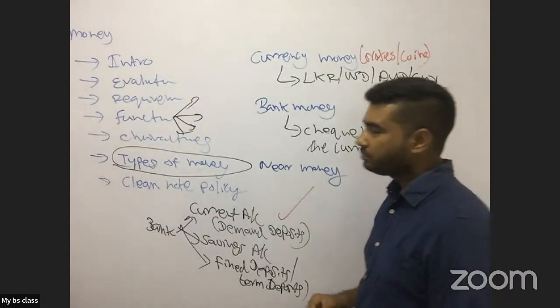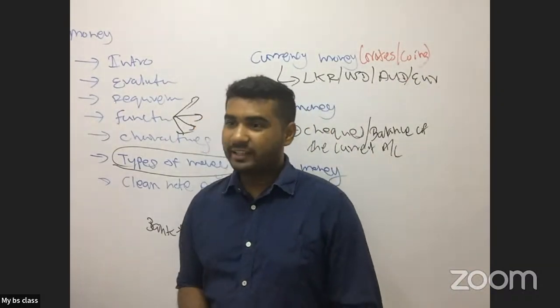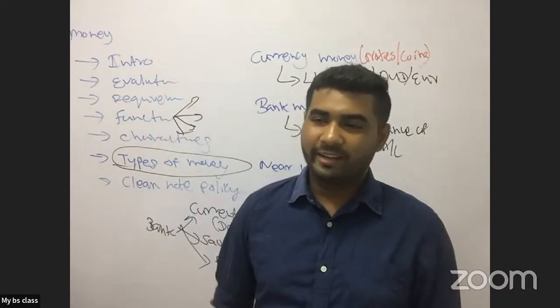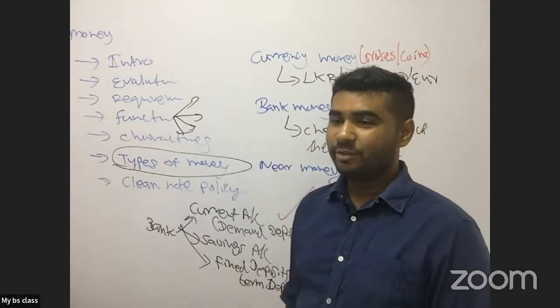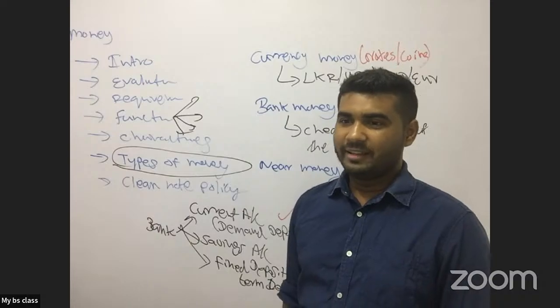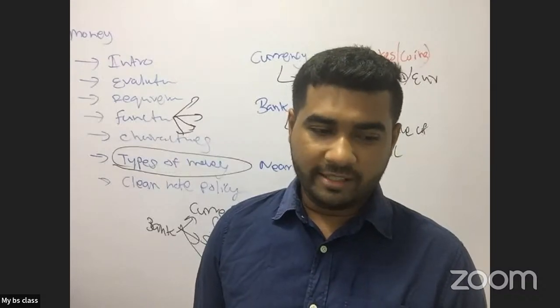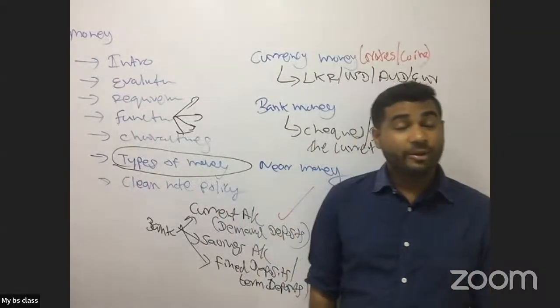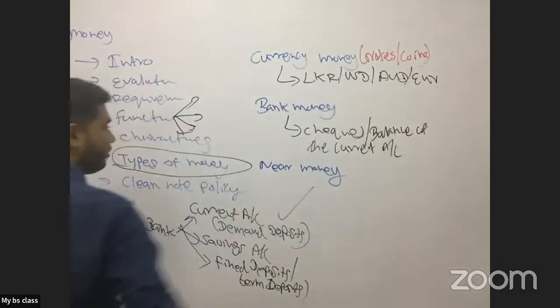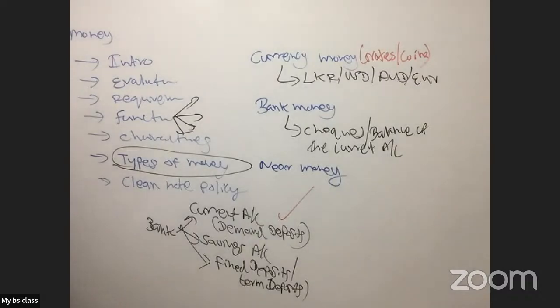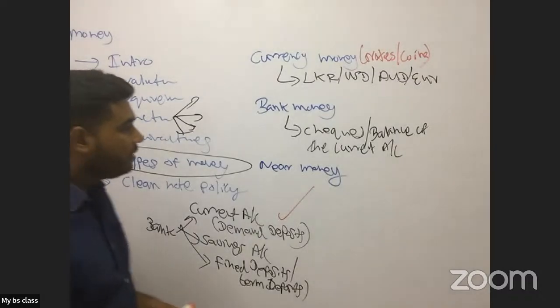So, the functions. Okay, so you can go ahead. Yes, four functions. Act as a store of value. Store of value, yes. As a medium of exchange. Medium of exchange. Standard of deferred payments. Okay. And a unit of account. Yes, very good, very good. Unit of measurement.